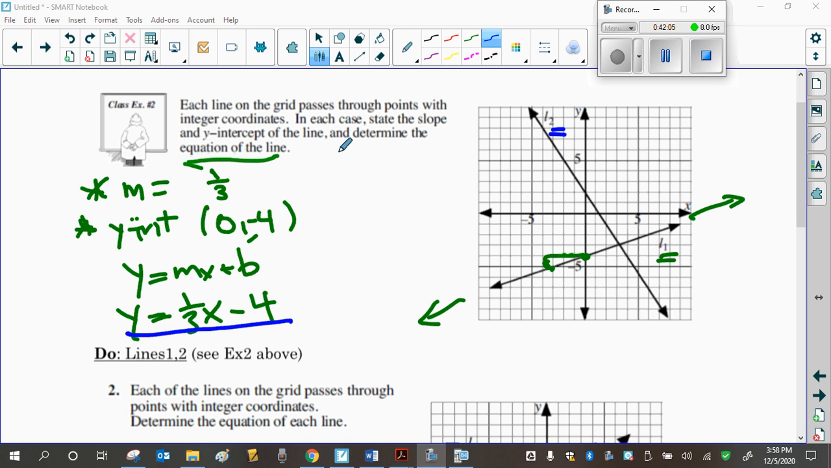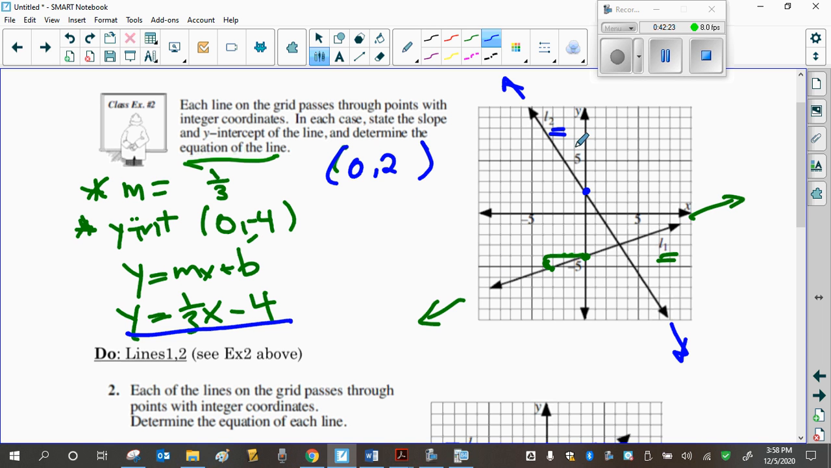I'm going to go y-intercept. Oops, that's supposed to be blue. Y-intercept first on this line. And the y-intercept hits right there. So 1, 2 up.